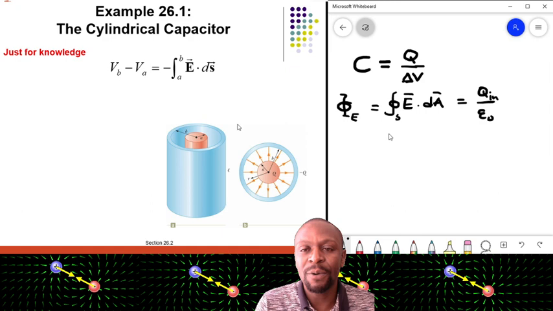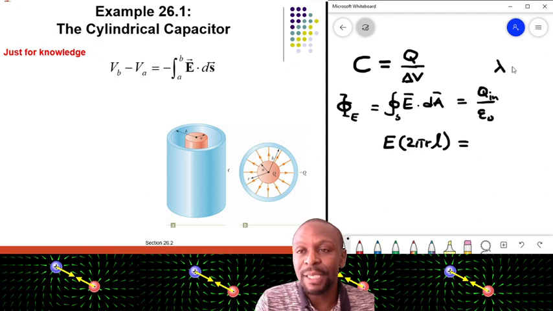Now, this is the dot product between two vectors, and E is constant. Then I can take E outside of the integral and use the advantage of the symmetry, because the integral of dA for a cylindrical symmetry is just 2 pi r times the height, and the height in this case is L. Now it equals the charge enclosed. The charge enclosed is the line charge, because lambda is given by Q divided by L. That means Q enclosed is lambda L, divided by epsilon naught.